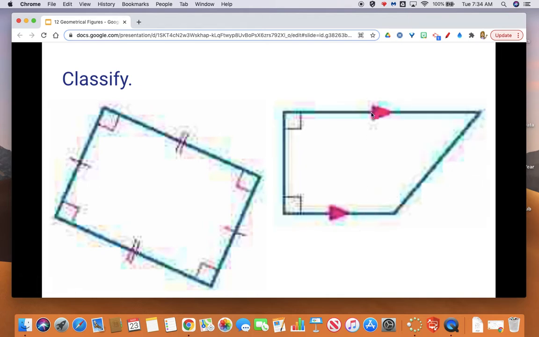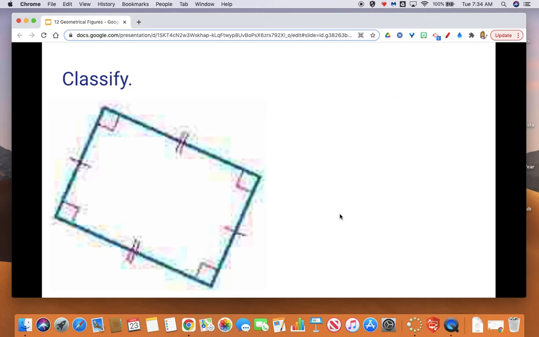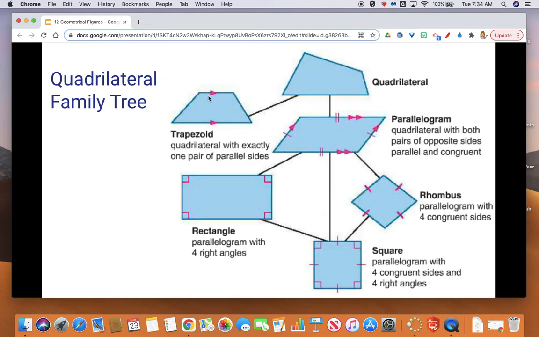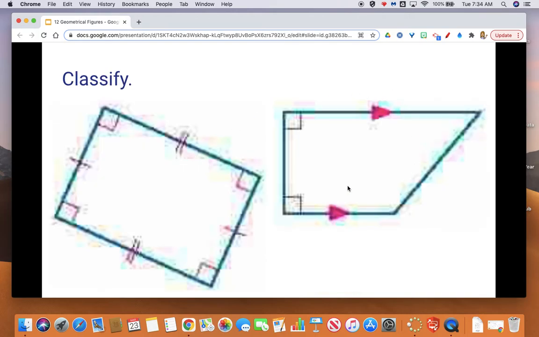Ooh, what about this one? We have one pair of parallel sides. Although we have two 90-degree angles, the 90-degree angles aren't really going to do very much for us unless all four of them are 90 degrees. So since we only have one pair of parallel sides, if we go back to our figure, that was a trapezoid's definition, one pair of parallel sides. So that would be a trapezoid.